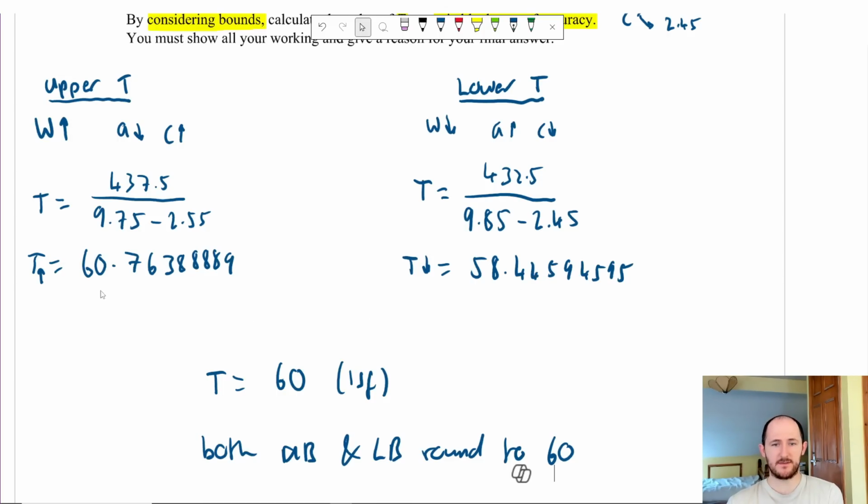Okay? Because to 1SF, they'll always round to the same number. But they also might round to the same number at 3SF. That means you want 3SF. So be careful with that.